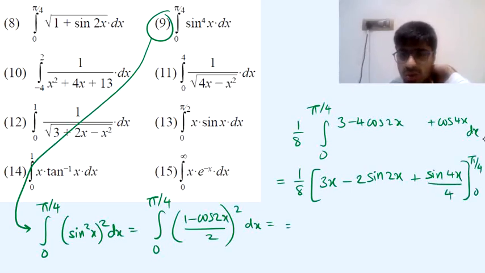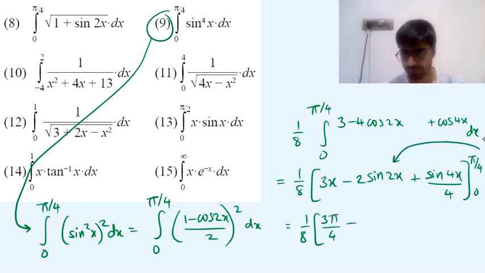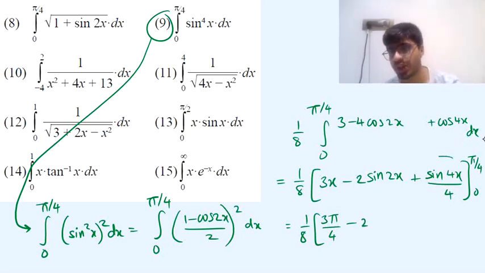Okay, so this final evaluation for that integral will be, you put x as pi by 4, so you get 3 pi by 4, minus 2 sine pi by 2. Sine pi by 2 will be 1, so it's a minus 2. Put a pi by 4 here, so this becomes sine pi, and that will be equal to 0. So plus 0 is what we have, and it's better we don't write it.